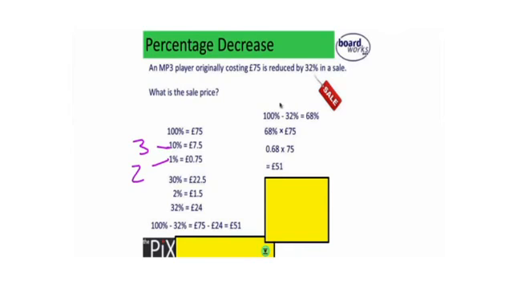Let's go back there. Here, we are doing 100% subtract 32%. And that's why we're left here with 68%. Our multiplier for 68% is 0.68. So same answer we get here again, £51.